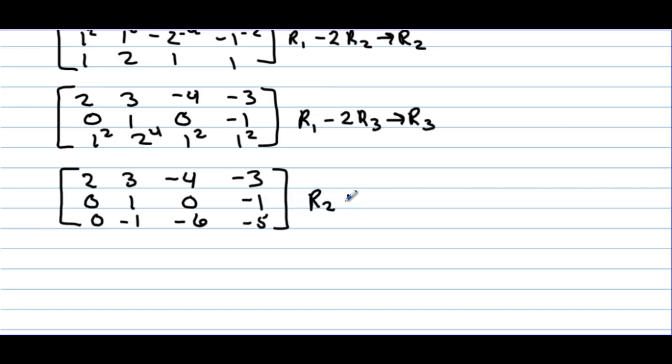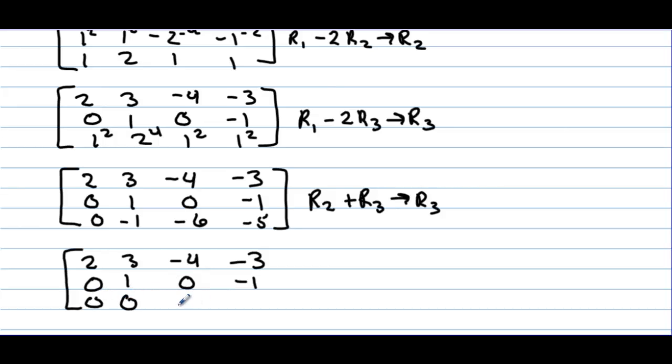We have row 2 plus row 3, replace row 3. 2, 3, negative 4, negative 3. We have 0, 1, 0, negative 1. And then we have 0, 0, negative 6, and negative 6. At the bottom we have negative 6z equals negative 6. Z is equal to 1. And then this one says y is equal to negative 1.